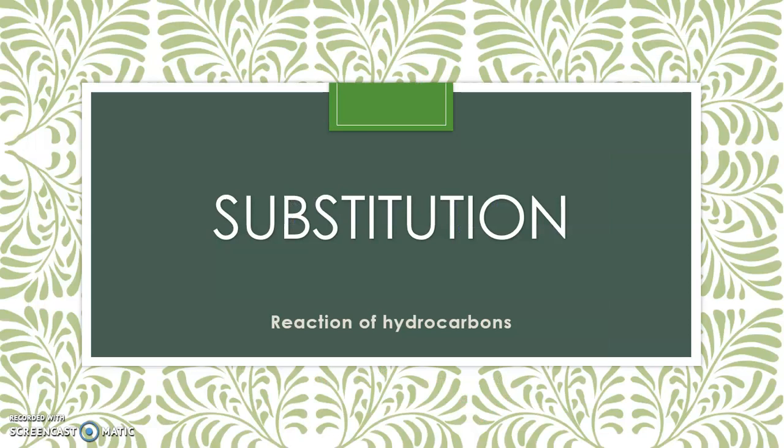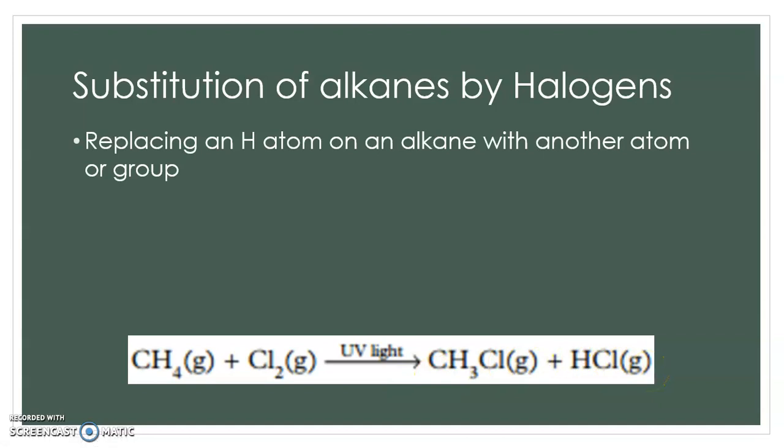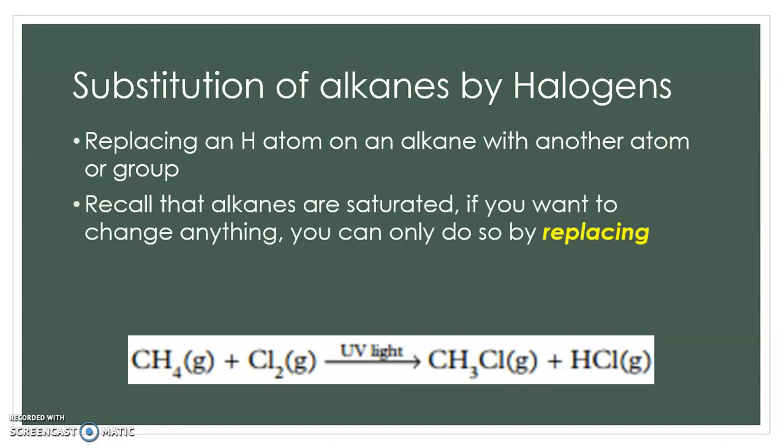Okay, let's start with our first type of reaction, substitution. Okay, so substitution of alkanes by halogens. Here is one example of the reaction equation. It is about replacing a hydrogen atom on an alkane with another atom or group. Recall that alkanes are saturated, so if you want to change anything, you can only do so by replacing what's already in it, namely hydrogens.